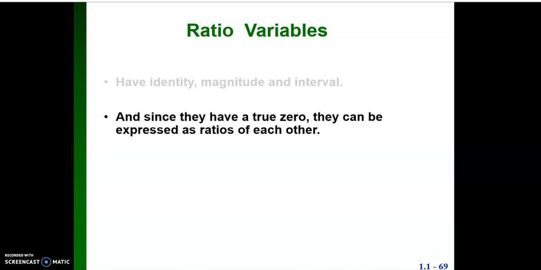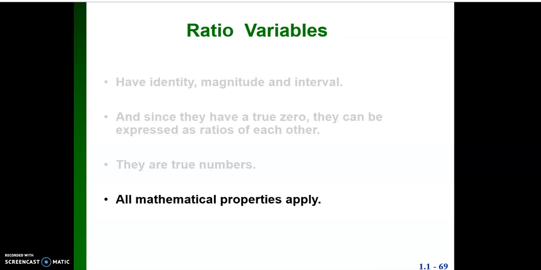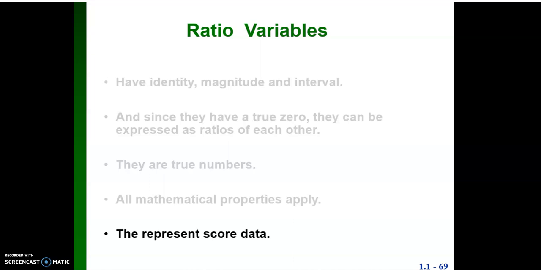And since they have a true zero, they can be expressed as ratios of each other. They are true numbers. All mathematical properties apply. I think that's from your high school level. What do the mathematical properties mean? You can add, subtract, multiply, divide, all kinds of things you can do for this particular ratio level of measurement.